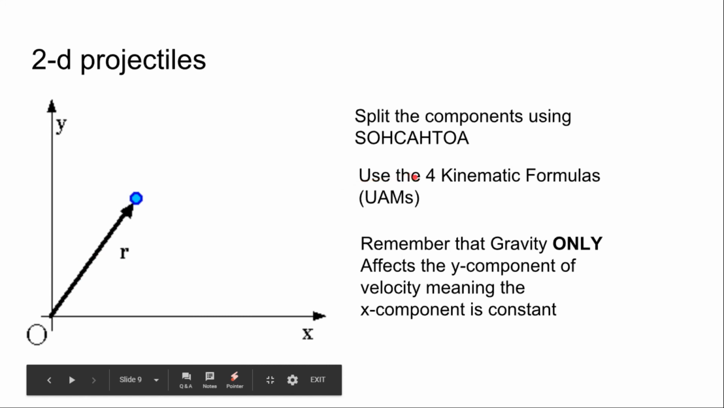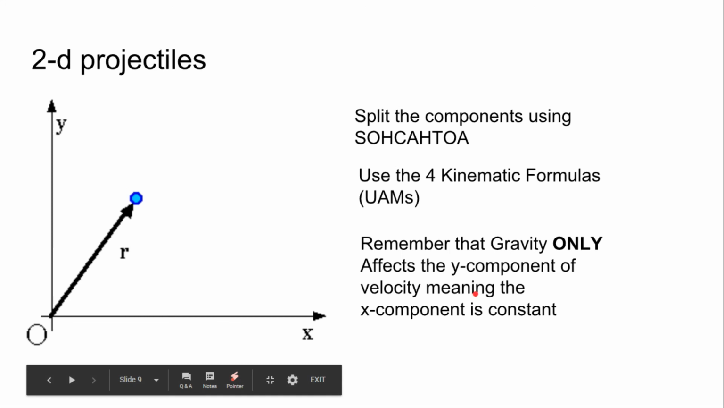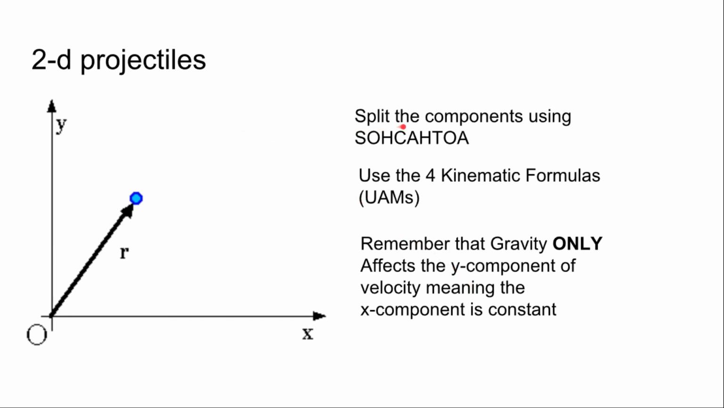So you use the four kinematic formulas, or the UAMs. You can apply these. And also need to remember that gravity only affects the y component of velocity, while the x component is constant, which means there are no external forces in the x direction. However, gravity only affects the y, which means there will be a point where the y component will be 0, while, as always, x will be constant.